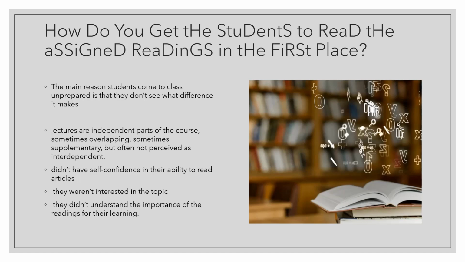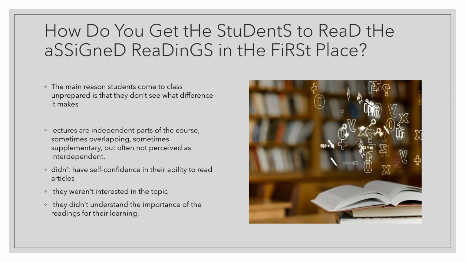The main reason students come to class unprepared is that they don't see the difference it makes. Many times the lectures are independent parts of the course. Sometimes they're overlapping, sometimes they're supplementary, but they're often not perceived as interdependent. Many times if the students do not read the text, then the lectures give all the information from the text, and so the students figure that they don't have to read because the lectures are going to give them all the information anyway. So why read the text?